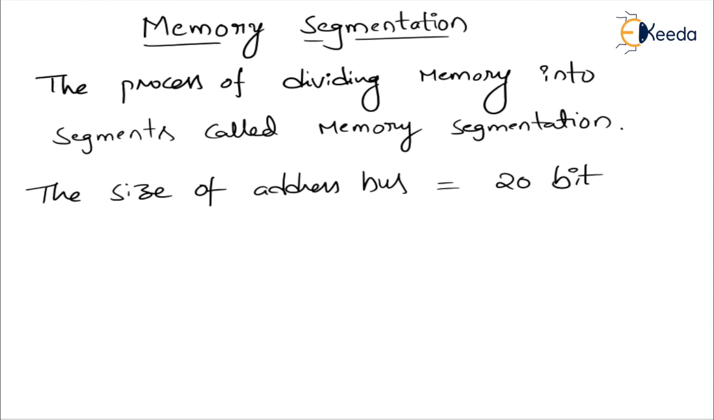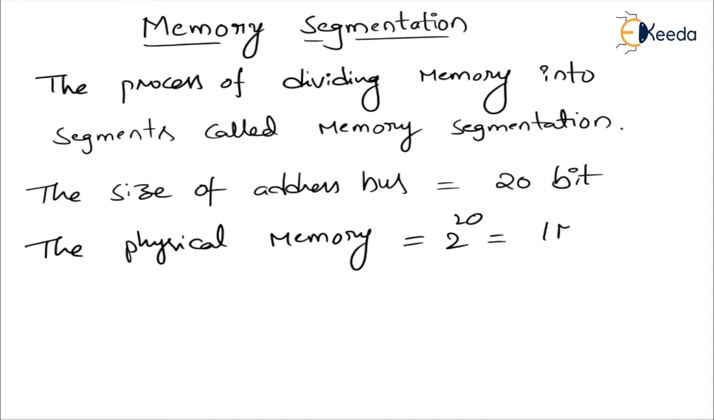By using 20 bits, how many memory locations are we having? How many address locations? 2 power 20, the physical memory. The physical memory is how much? That is nothing but 2 power 20, which equals 1 megabyte. Right, 1 megabyte. So now you tell me, what is meant by memory segmentation? The process of dividing the memory into segments is called memory segmentation, right?